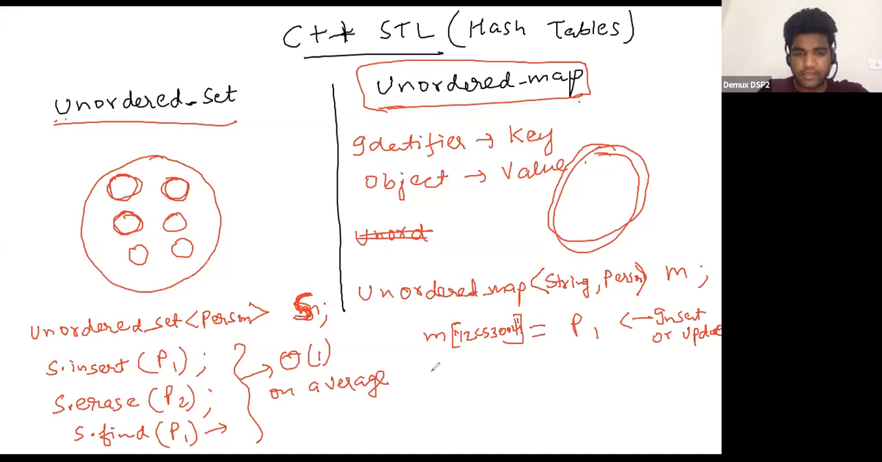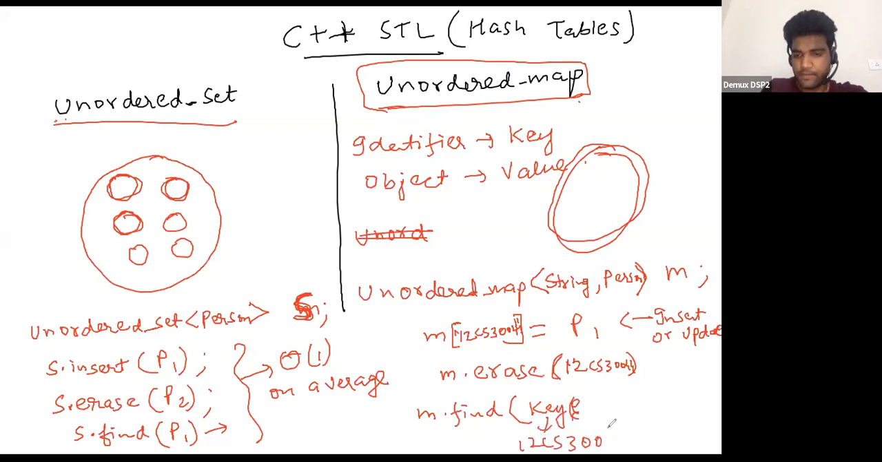If you want to erase, you can simply do a m dot erase. I will have to see the syntax on exactly how you create a tuple. I think m dot erase with just that roll number will be able to remove it. And if you want to find, you can simply do m dot find with the key. So again, let's say it's 12CS30044. You will be able to find the object. And it guarantees that all these operations are order 1 time again on average.